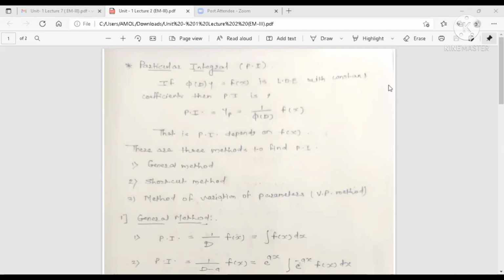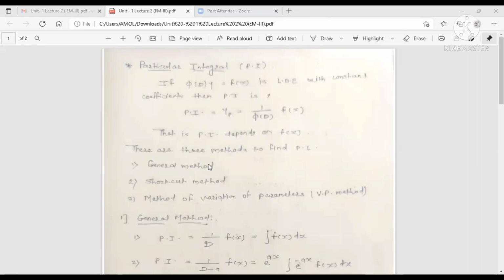Now, the reduced form of LD is phi of D into y is equal to f of x. This is the reduced form of LD. Now, to find the PI, the formula is y suffix p for particular integral is equal to 1 upon phi of D into f of x. This formula comes from the reduced form of LD. We transfer this phi of D to the RHS. We have the formula for PI: it is equal to 1 upon phi of D into f of x. That is, PI depends on the function f of x.